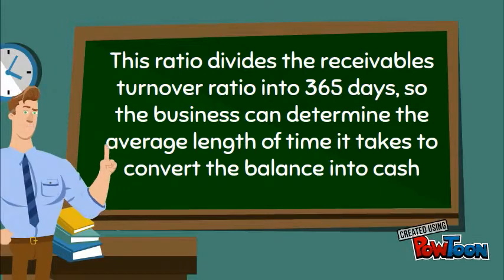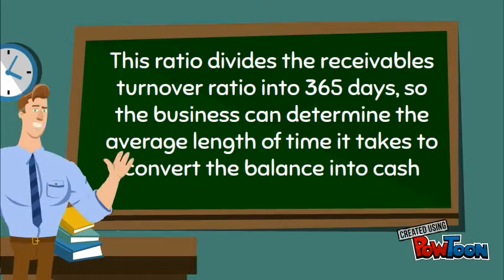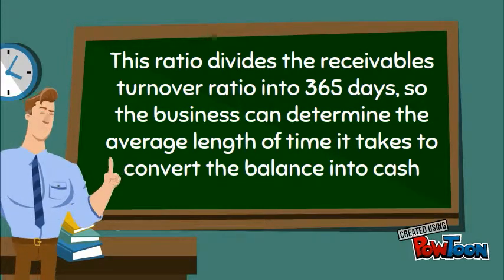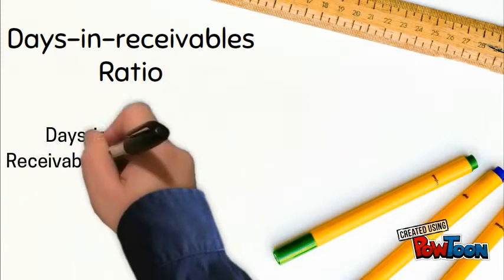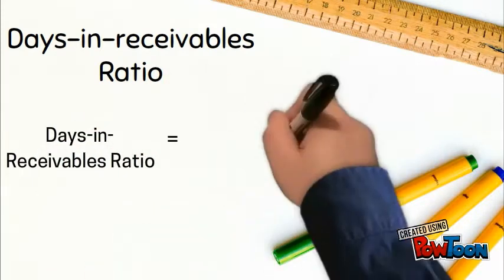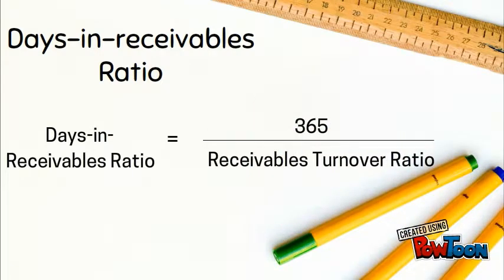This ratio divides the previous ratio into 365 days so the business can determine the average length of time it takes to convert the balance into cash. The days in receivables ratio is calculated as follows. 365 days is divided by the receivables turnover ratio.